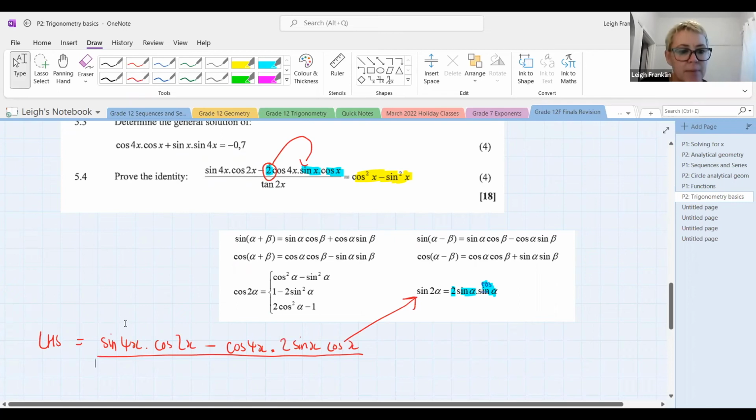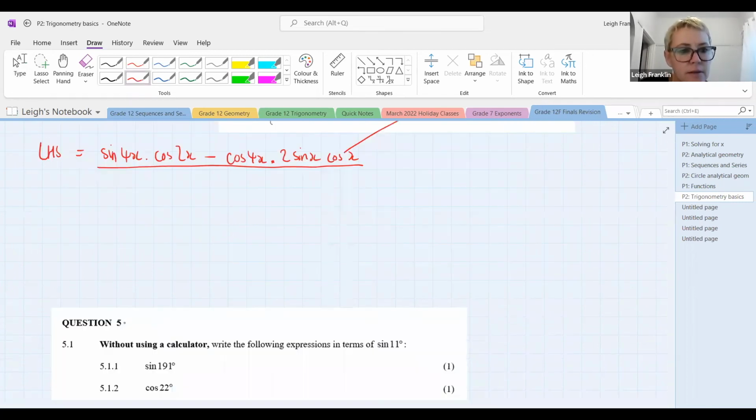Tan 2x can be written as sine 2x over cos 2x. And just be very careful when you write things like that, because it's very easy to write sine 2x like that, and what we're actually writing is sine squared x and not sine 2x. So just be very careful in terms of how you set things out, etc., etc.